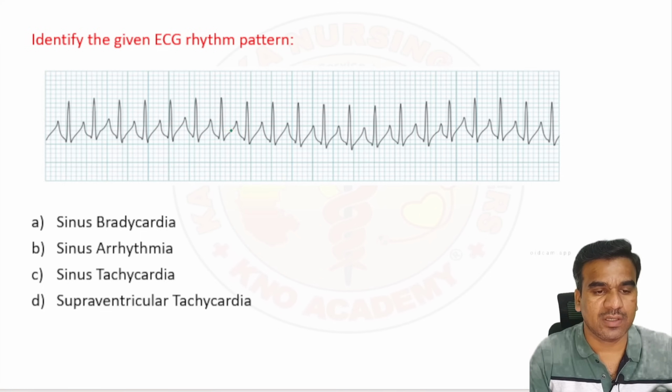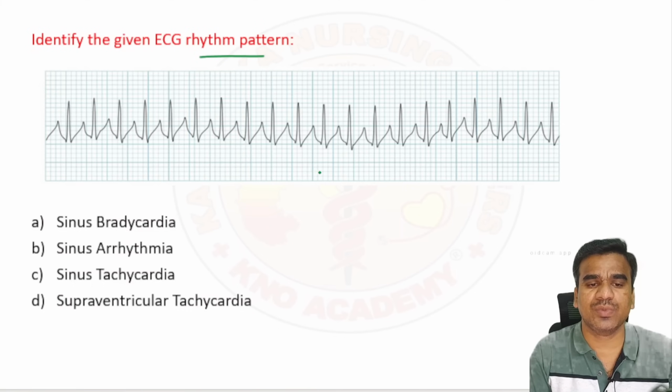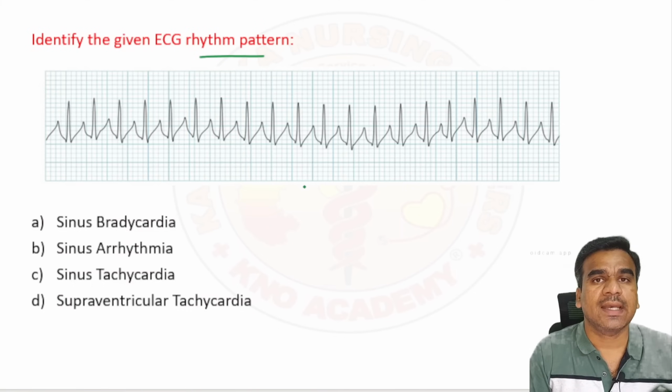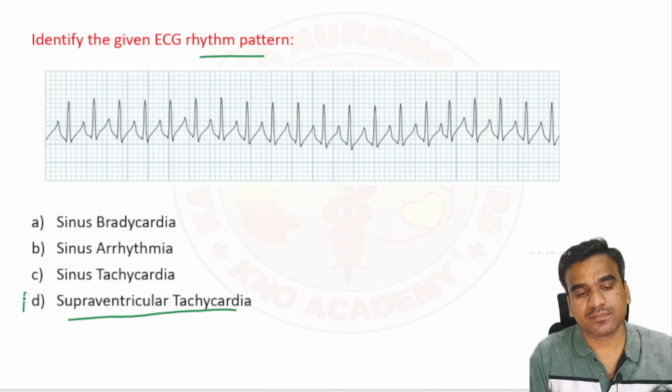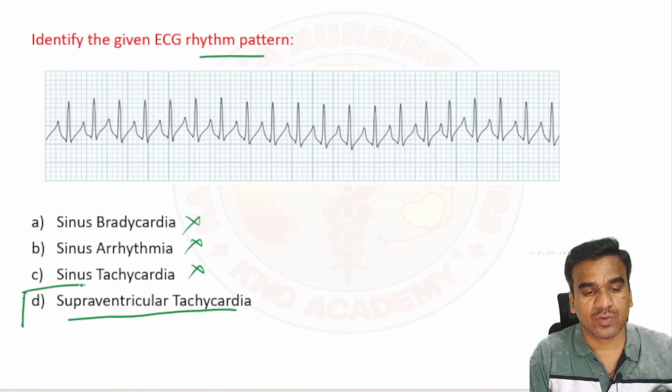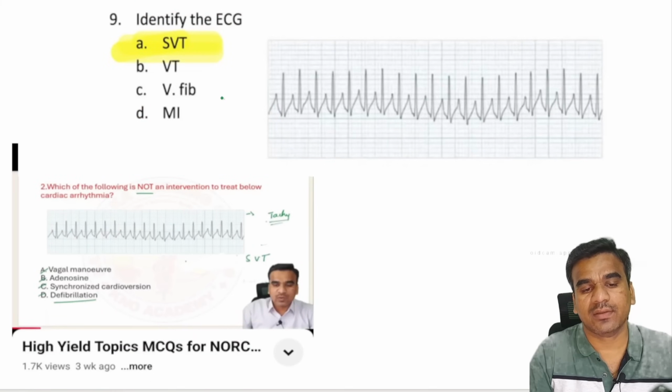Okay, the next question. Identify the ECG arrhythmia pattern. We have shared this many times in the KNO Academy WhatsApp groups, and also in notes, classes, and YouTube. I have taken the same image. This is supraventricular tachycardia. This is not bradycardia, this is not tachycardia, this is supraventricular tachycardia.